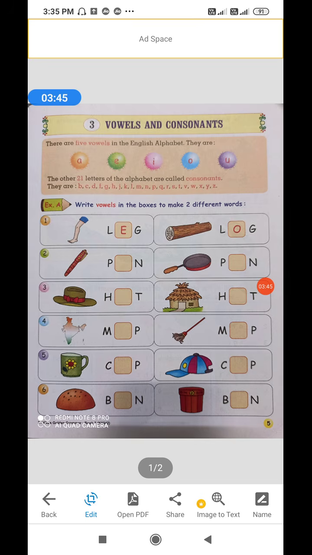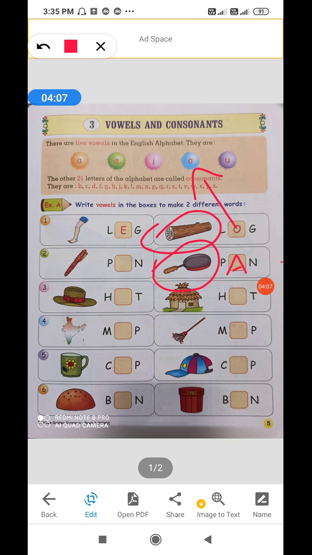Okay students, moving to the next one. What is this? This is log. What is the spelling of log? L-O-G, log. Again O is a vowel word. What is the next one? Pan. What is the spelling of pan? P-A-N, pan. Again A is a vowel word. What is the next one? Hut. What is the spelling of hut? H-U-T, hut. Again U is a vowel word.